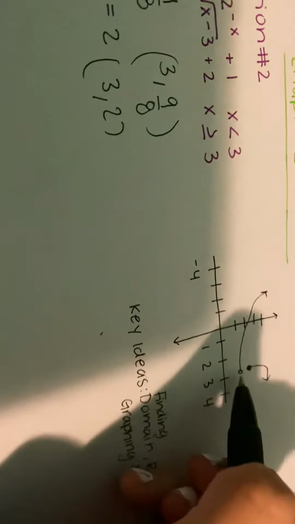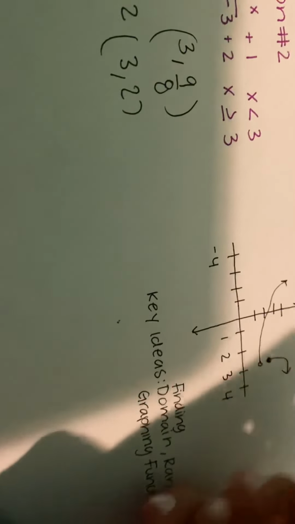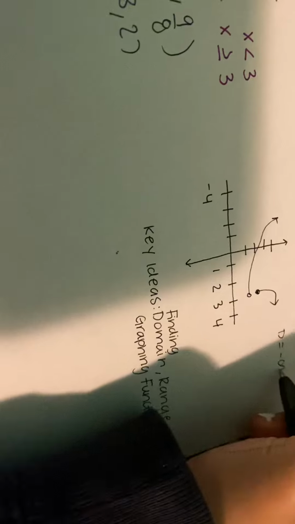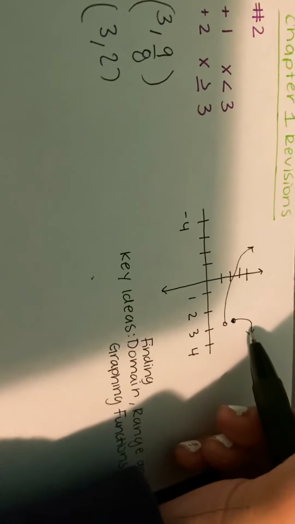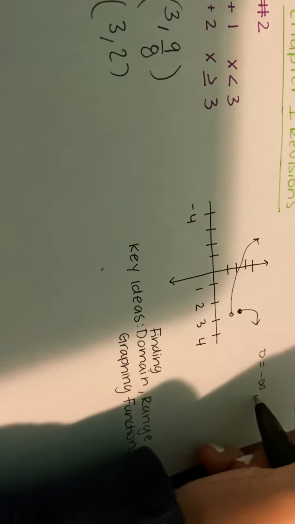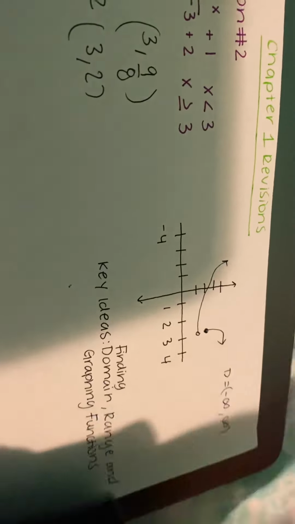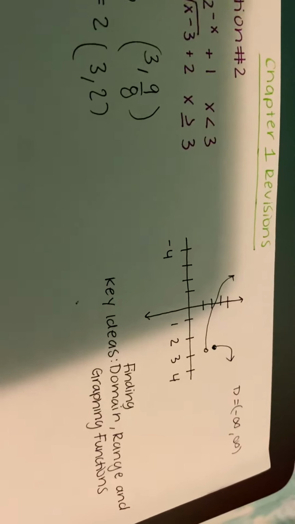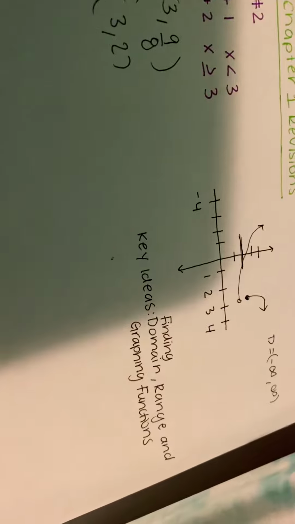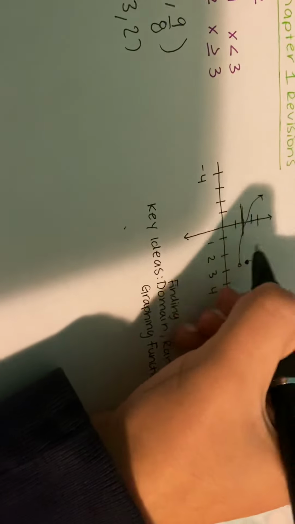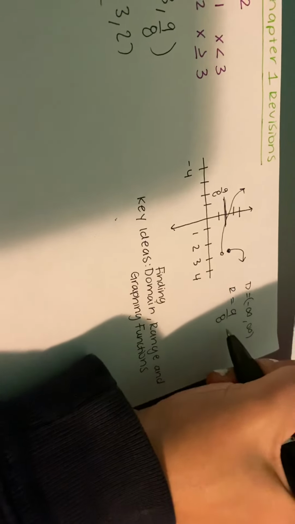Since this point 3, 9 over 8 is going towards negative infinity, your domain would be negative infinity from this side. And then since this coordinate is going to infinity positively, your other endpoint would be positive infinity. And then your range would start from wherever this is, going up this way. So this is 9 over 8, so your range would be 9 over 8 to infinity.